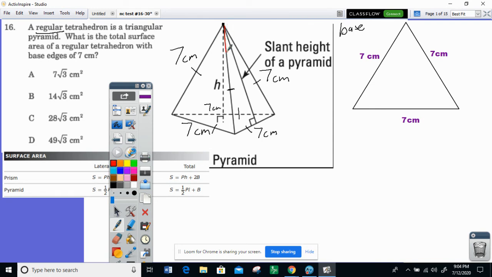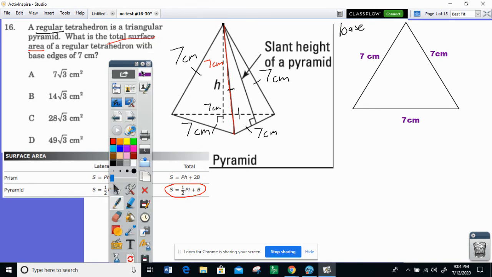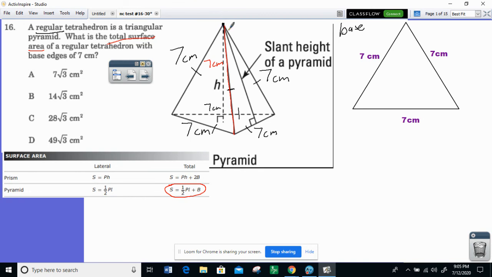So for this problem, instead of using the surface area formula, which we could do, there's maybe two different ways that we'll work out this problem. They want the total surface area, so that means using this formula right here. Well, as you can see, the slant height of this triangular pyramid is the length that we have right here, perpendicular to the 7-centimeter base.